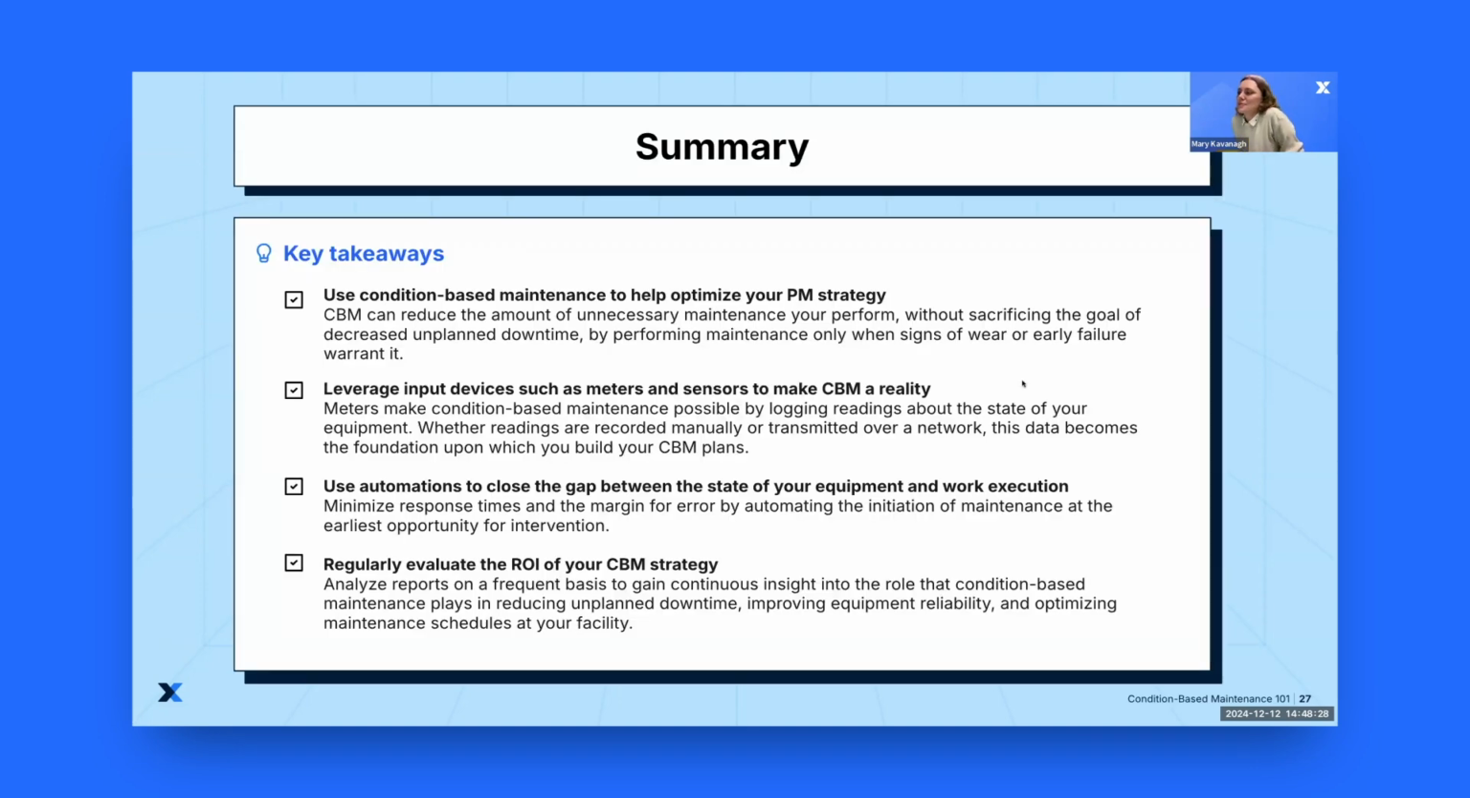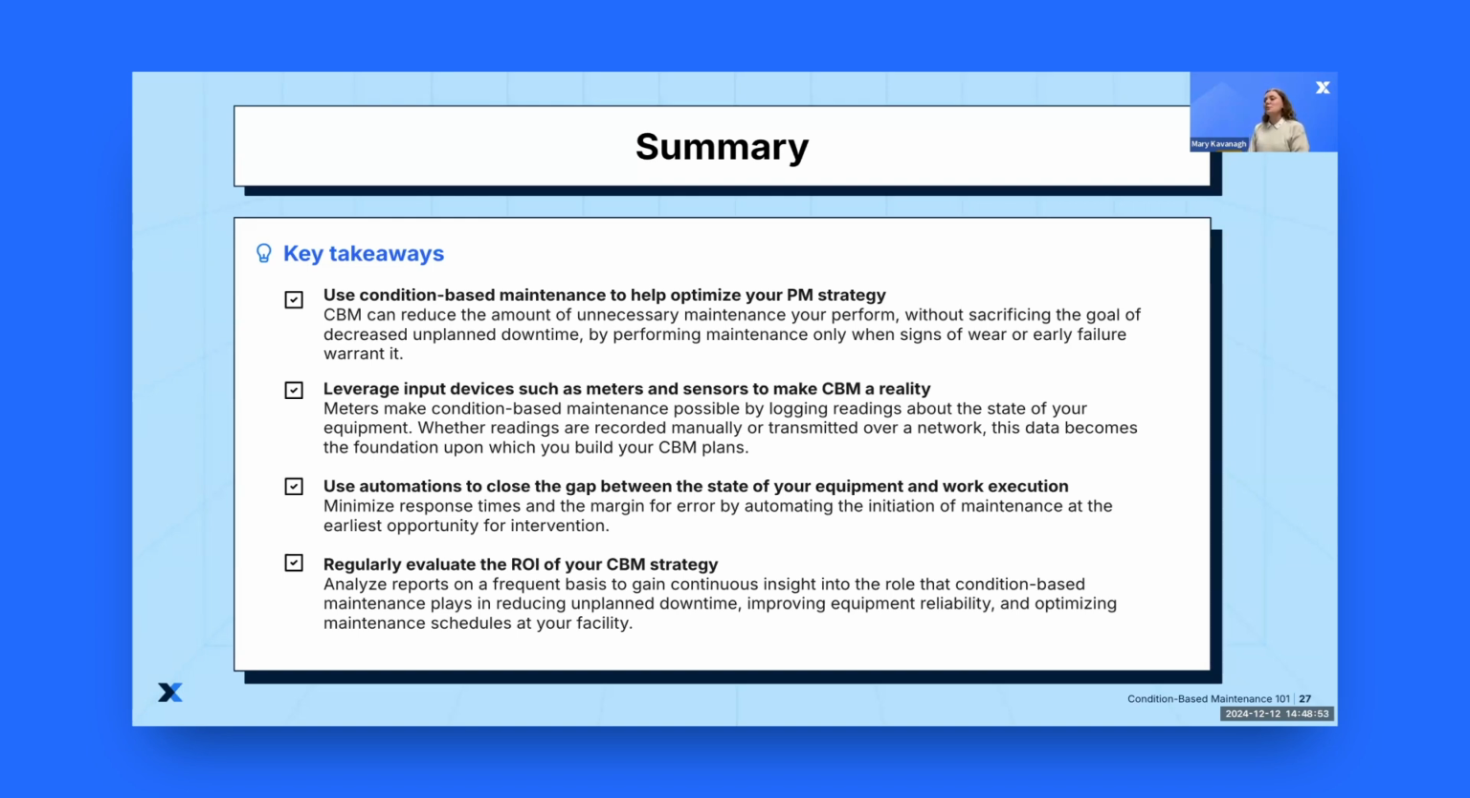All right, so a little summary here. Key takeaways. Use condition-based maintenance to help optimize your PM strategy. That is, if you have one takeaway from today, that's that CBM will help you optimize, and we should be doing it. It reduces the amount of unnecessary maintenance we perform without sacrificing the goal of decreasing unplanned downtime, if done correctly. We're going to use our reports to make sure it is.